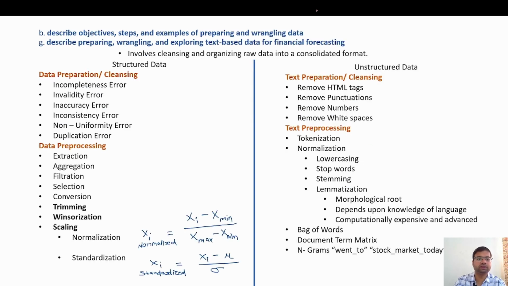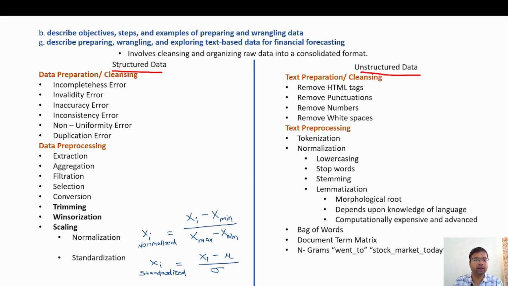Now let's discuss the objectives, steps and examples of preparing and wrangling data. See, I have divided the slide into two parts. On the left side, we will discuss the steps in the structured data. On the right side, we will discuss the steps of unstructured data. So overall, preparing and wrangling data involves cleansing and organizing raw data into a consolidated format so that you can use this data in your machine learning model.